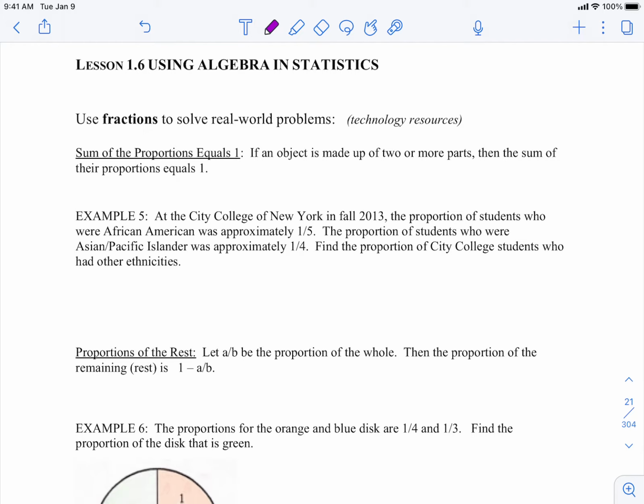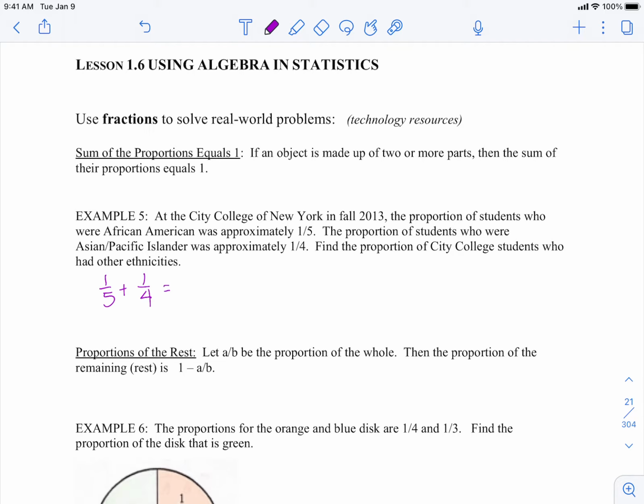At the City College of New York in fall 2013, the proportion of students who were African American was approximately 1/5. The proportion of students who were Asian Pacific Islander was approximately 1/4. Find the proportion of City College students who had other ethnicities. So I can do 1/5 plus 1/4.